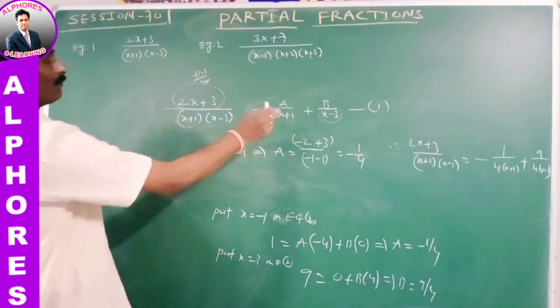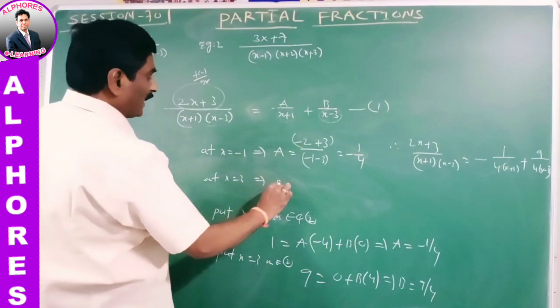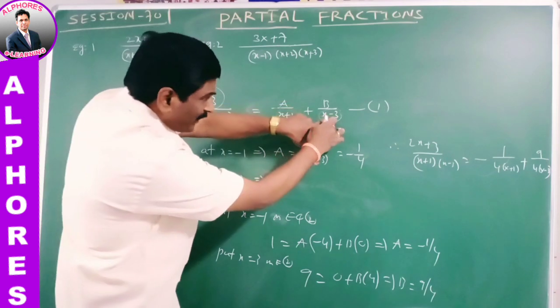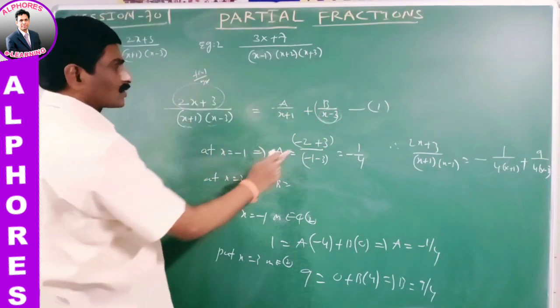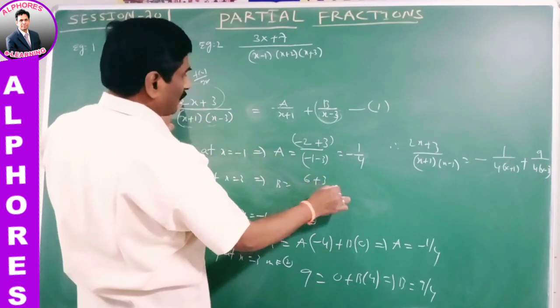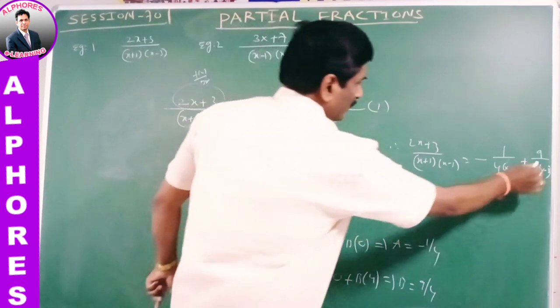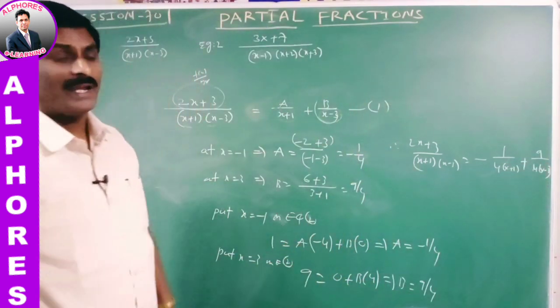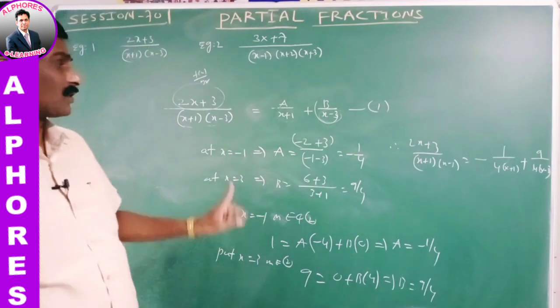For getting B, put x is equal to 3. At x is equal to 3, what is the value of B? Substitute the value of x is equal to 3 in the numerator and the remaining terms in the denominator. So x is equal to 3 means 2 into 3, that means 6 plus 3, by 3 plus 1, that is equal to 9 by 4. Please observe this value B, 9 by 4. By direct substitution of these values we get A and B. Please note this value.